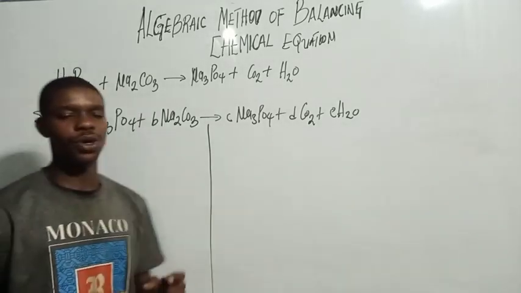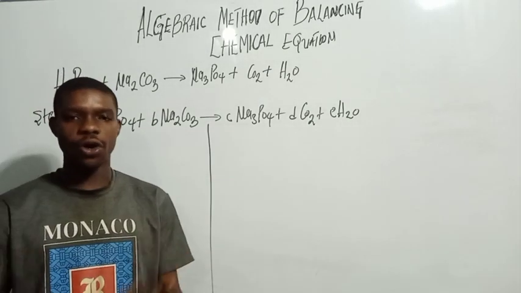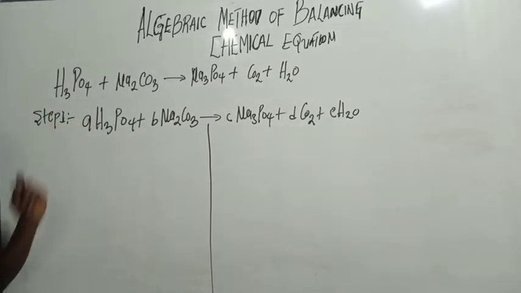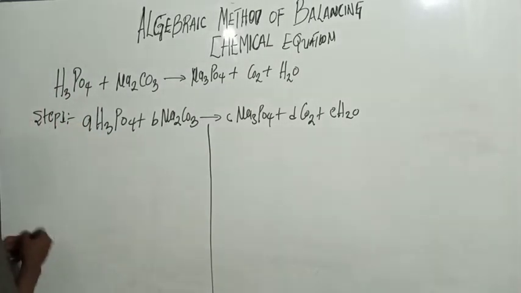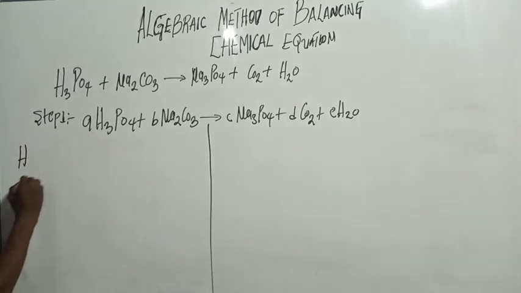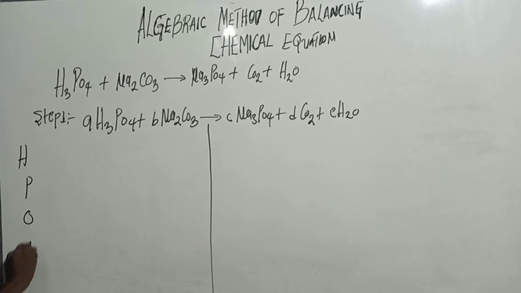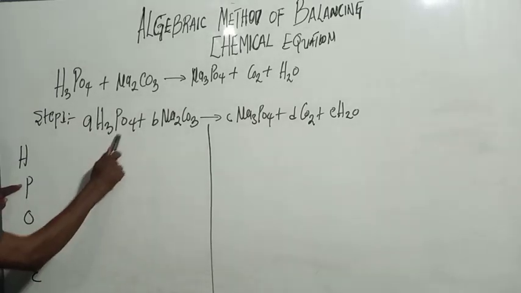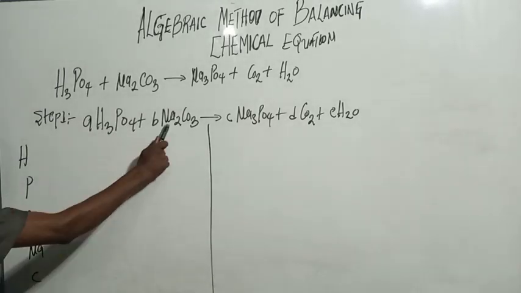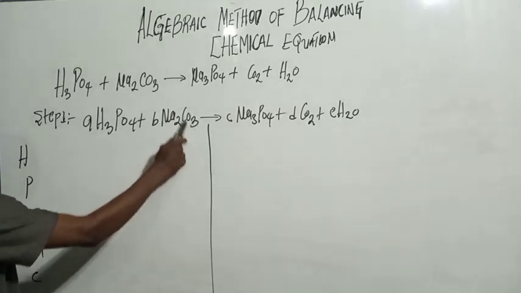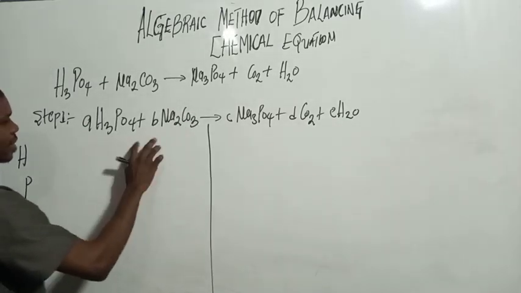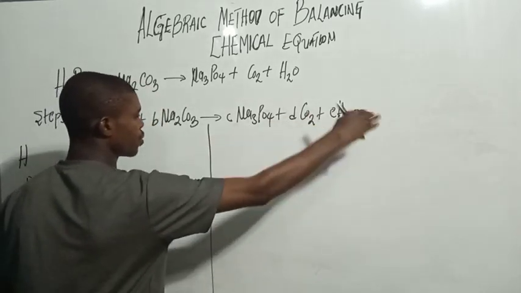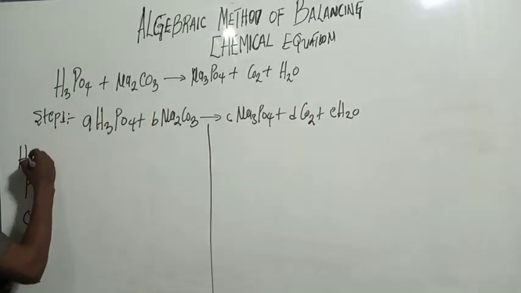The next step is to write an equation for each of the elements. If you look at the reaction here, we have hydrogen, phosphorus, oxygen, sodium, and carbon. So here we have 1, 2, 3, 4, 5: hydrogen, phosphorus, oxygen, sodium, carbon. There's no point of writing them again because they are all the elements here. So how do we start here?